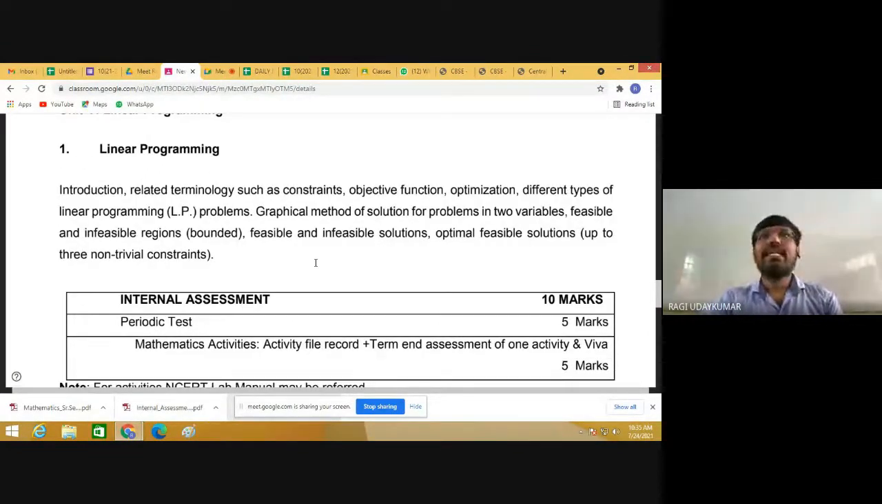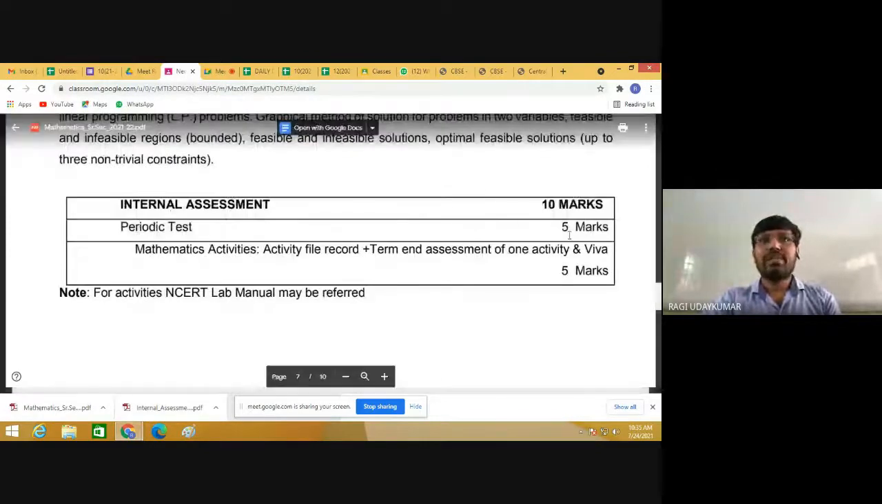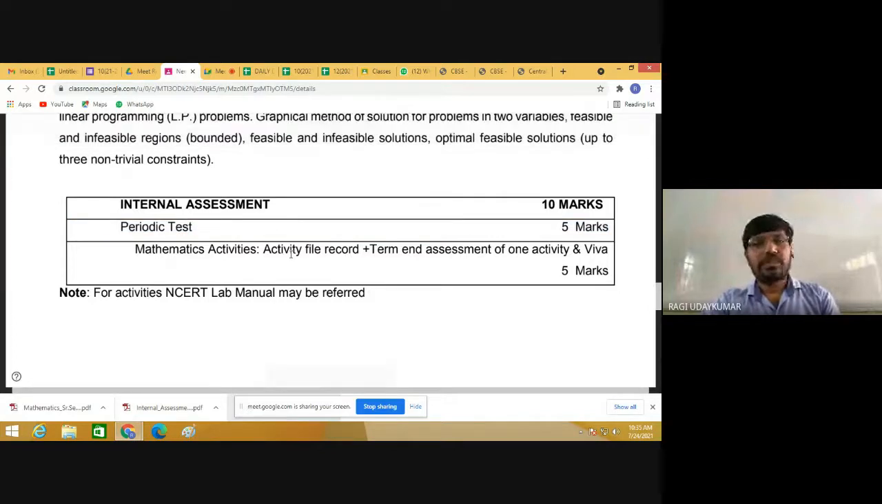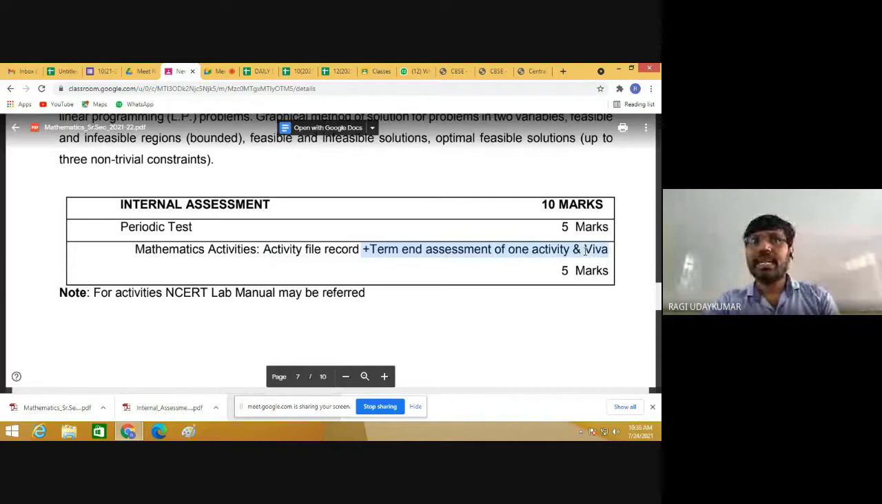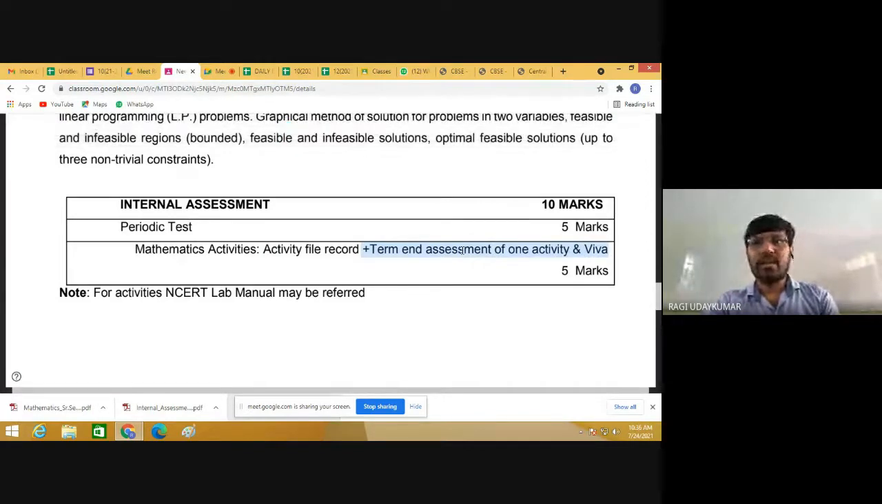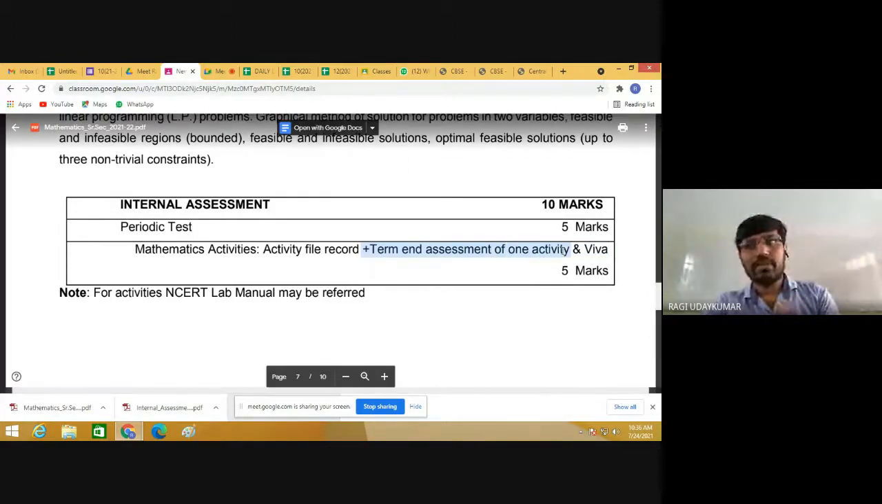Okay. And internal assessment: whenever you see, a periodic test will be conducted. Periodic test of 5 marks will be conducted. Means one test should be conducted for 5 marks. Okay. And mathematics activities should be performed by you, and you have to make an activity file record, and for that 3 marks will be there. Term end activity and viva will be there. For that 2 marks will be there. Okay. 1 mark will be there for the term end activity. One activity will be given to you, and you need to perform that activity as a test in the school, at the internal school-based level, and viva will be asked to you.